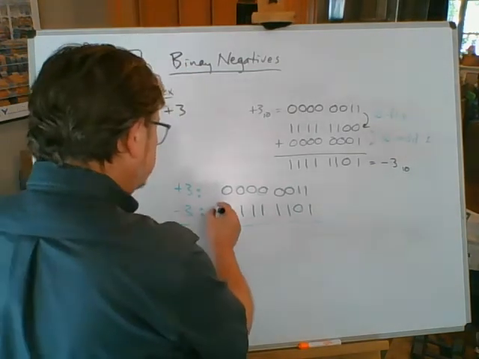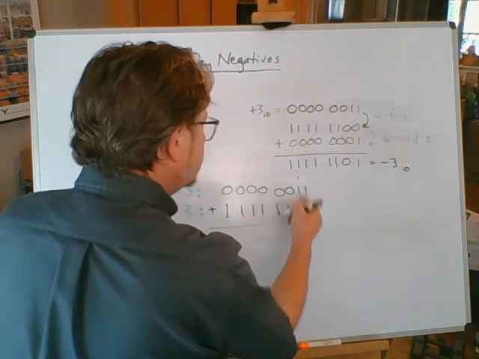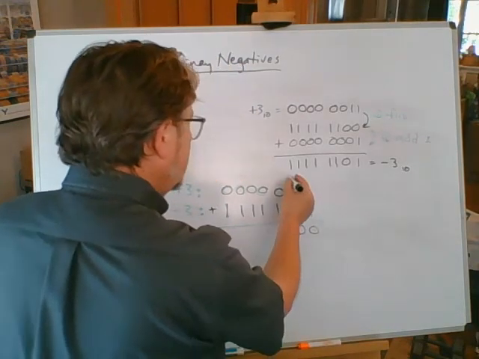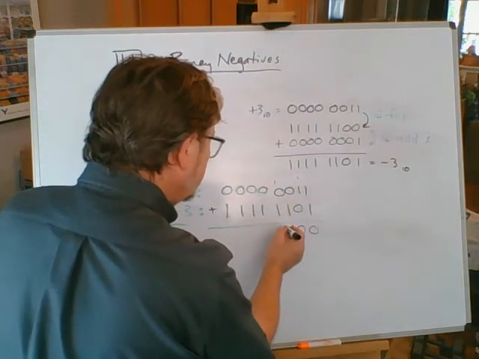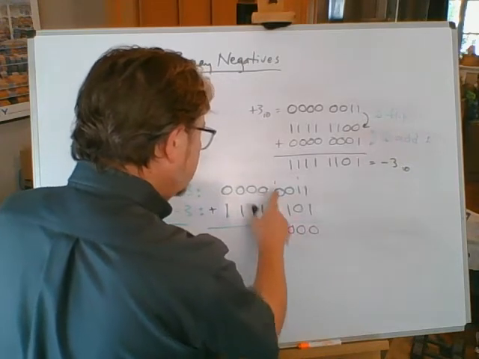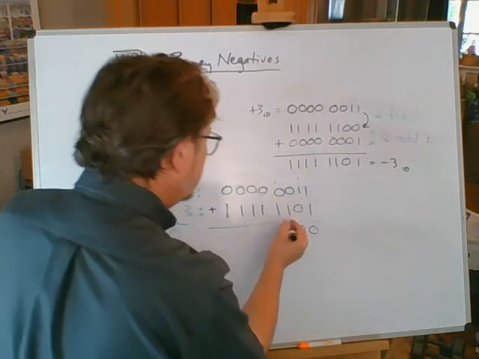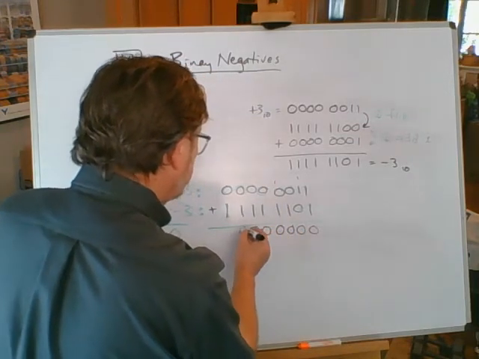3 is 0, 0, 0, 0, 0, 0, 1, 1. Negative 3, or so we claim, is 1, 1, 1, 1, 1, 1, 0, 1. Let's add those up. 1 plus 1, 0, carry 1. 1 plus 1, that's 0, carry 1. 1 plus 0 plus 1, that's 0, carry a 1. I carried in a 1, I add a 1, I get 2, but I put a 0 and carry a 1. Put a 0, carry a 1, 0, carry a 1, 0, carry a 1.